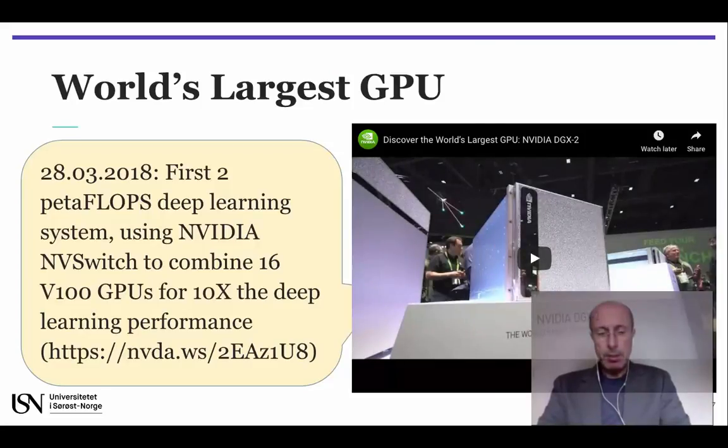Earlier this year, the company launched its first 2 petaflops machine. A petaflop is a unit of computing speed equal to 10 to the power of 15 floating point operations per second. It announced it as the world's most powerful AI system. You may like to see this 2-minute promotional video where their director of product marketing, artificial intelligence and deep learning talks about this unit that combines 16 V100 GPUs.